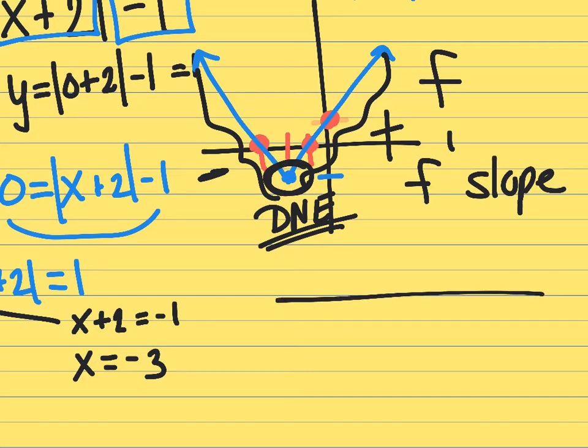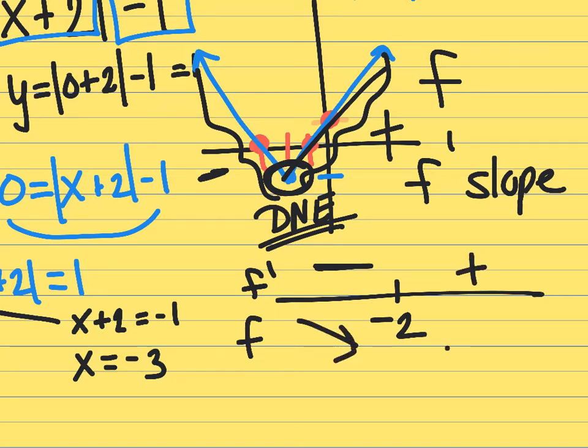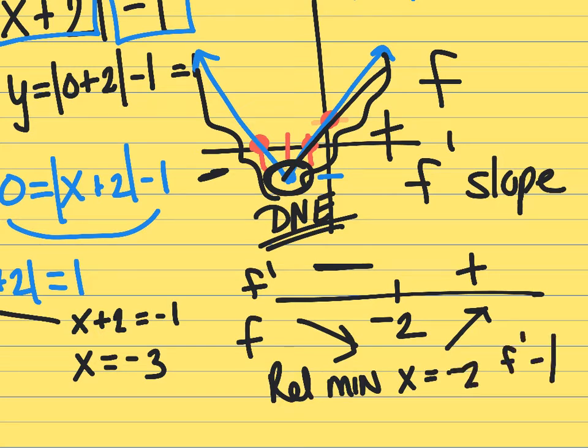So my only critical point is going to be at negative 2 because that is where the slope did not exist. And just like we said, up until negative 2, it was a negative slope, and past negative 2, it was a positive slope. And I'm literally just looking at the picture that I drew. So I obviously have a relative min at x equals negative 2. F prime changes from negative to positive.